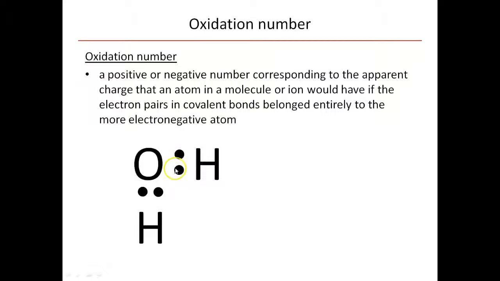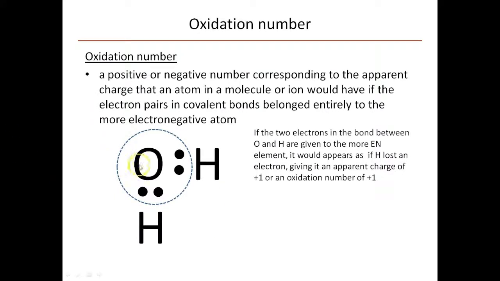So here I have an electron from oxygen and one from hydrogen to form this bond. And here I have one from oxygen and one here from hydrogen to form the second bond. So these electrons are shared and they belong to both oxygen and hydrogen. However, if I want to assign oxidation numbers, I have to give them to the more electronegative element. And since oxygen is more electronegative than hydrogen, I'm going to say that these electrons that are part of these covalent bonds all belong to oxygen.